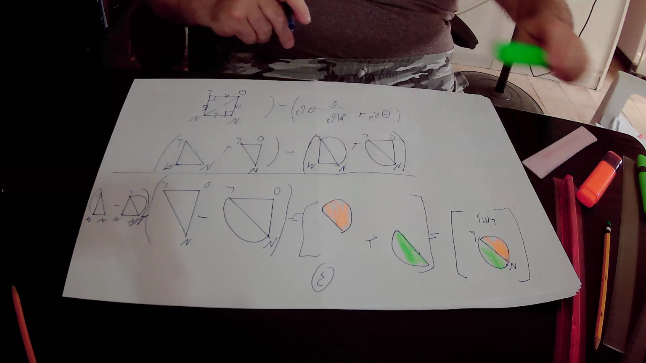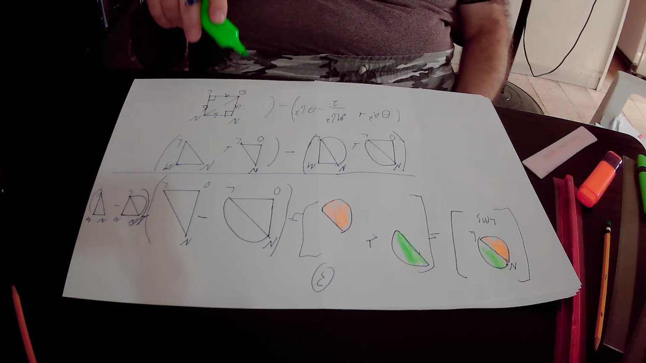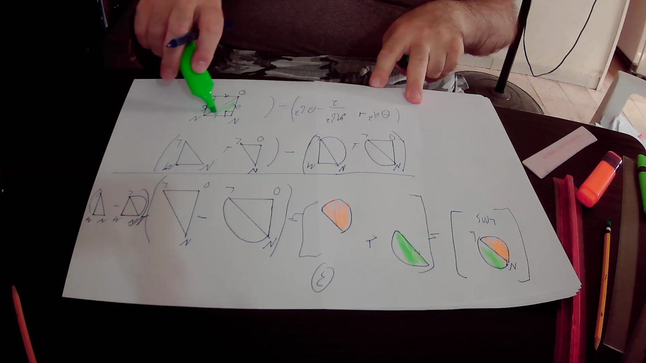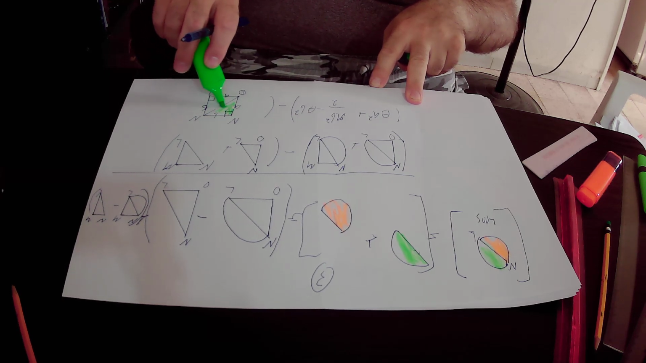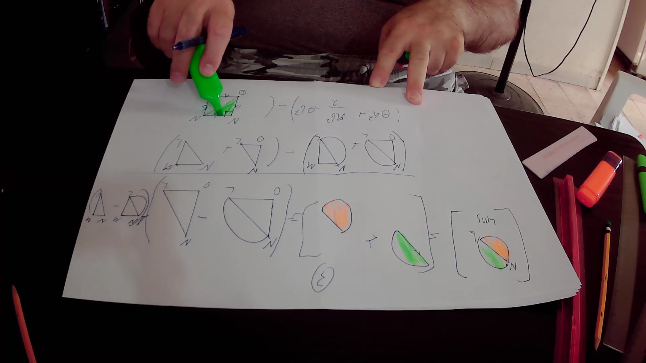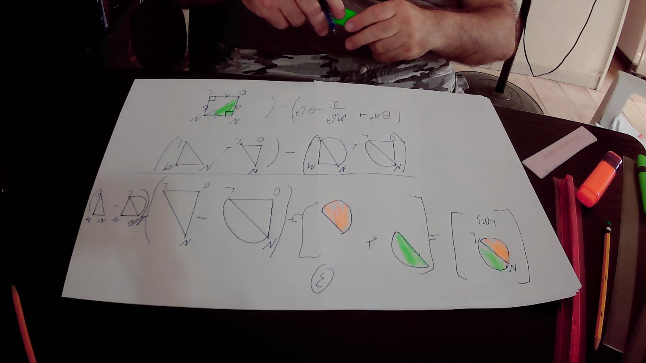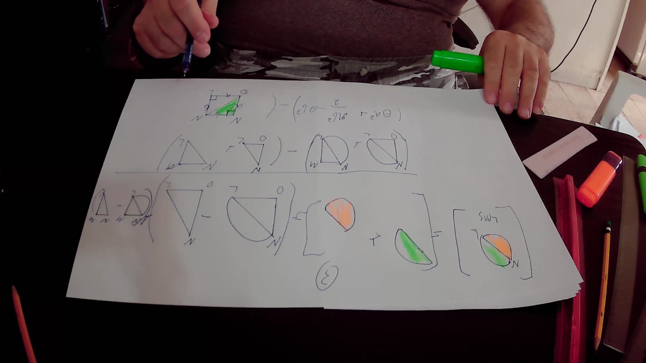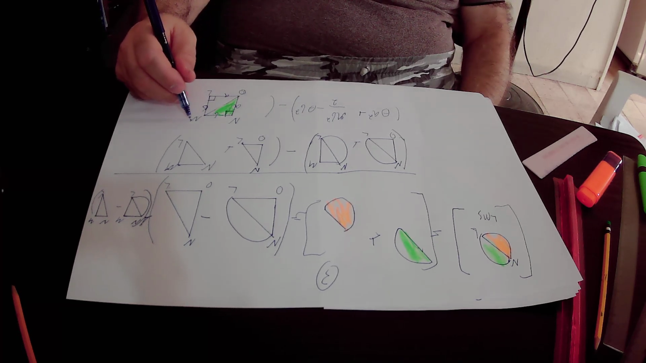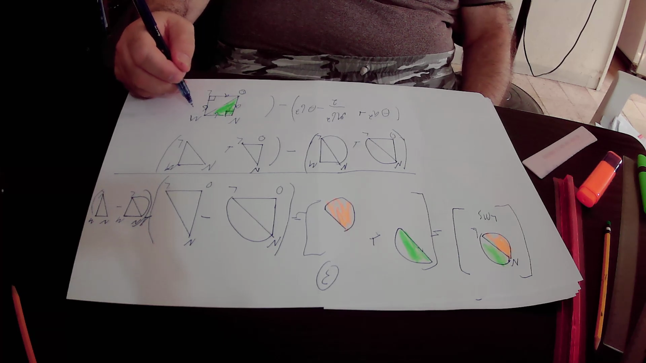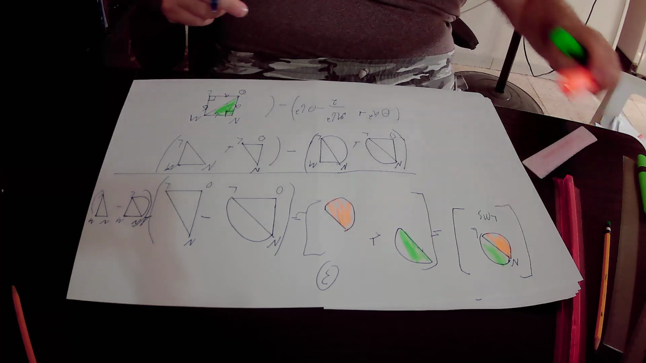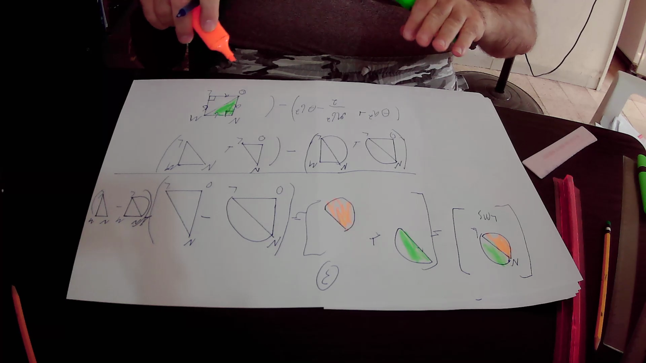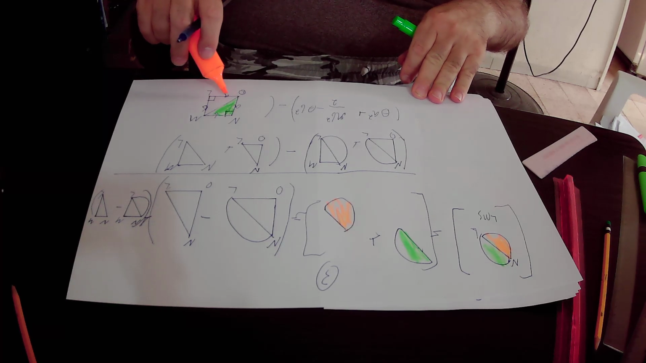So here we created two right triangles, and it is very easy to calculate the area of the right triangles. We have the green right triangle O and N, and we have the right triangle OML.